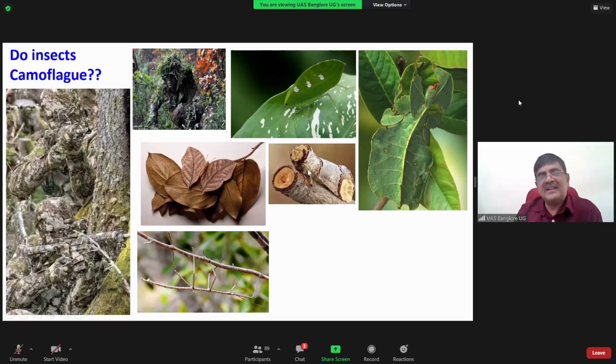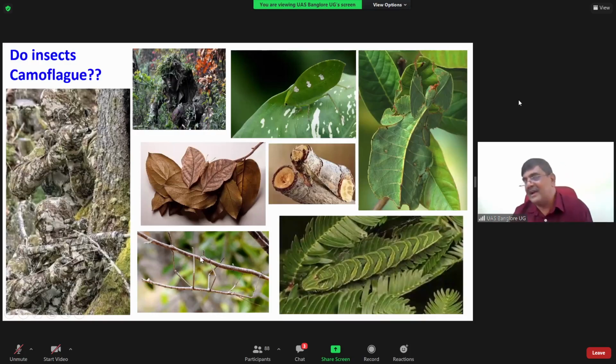Here you can make out the legs. Suppose the moth is sitting on this wood, we cannot differentiate which is wood and which is moth. And this is a dried stick. You can see an insect hanging to the stick. These are the legs, this is the head region, and this is the tail region. So you cannot differentiate the insect from the dried twig. In this way, insects camouflage themselves for protection from the enemies.